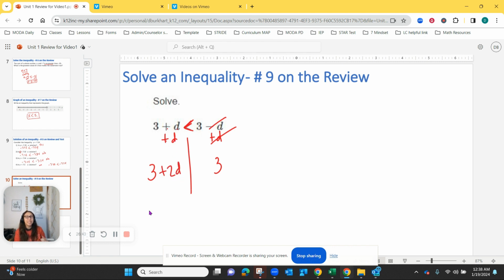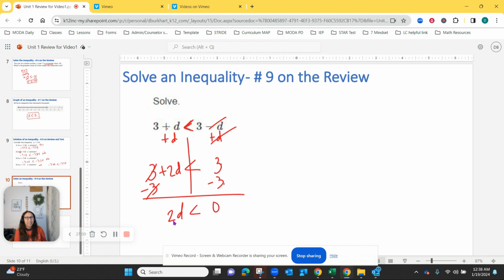Now we wanted to get D by itself by getting rid of that positive 3. So the inverse of positive 3 is negative 3. And what you do on one side again, do it on the other side. So this cancels out, so bring down your 2D. Now remember, you still have that inequality symbol right there. And on the right side, you have 3 minus 3 is 0.